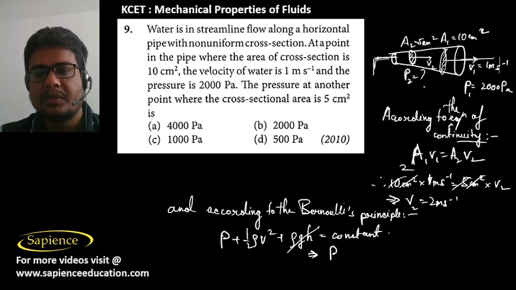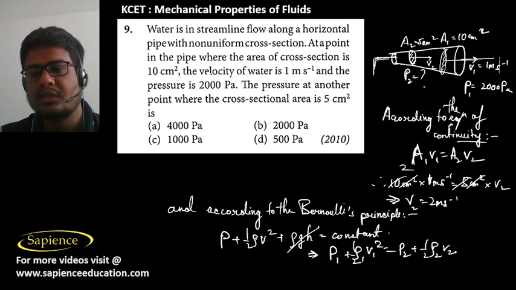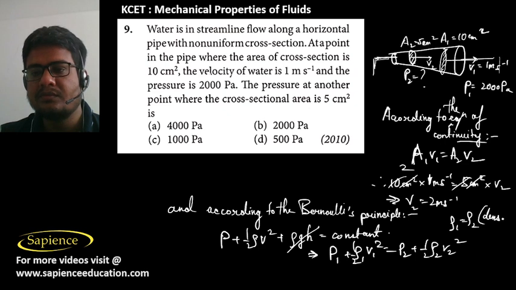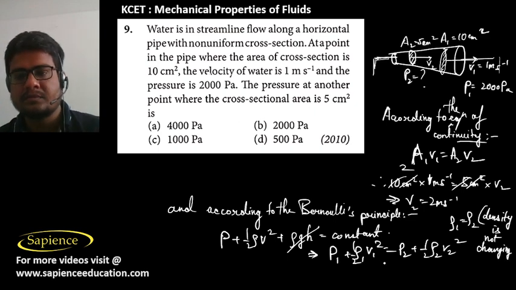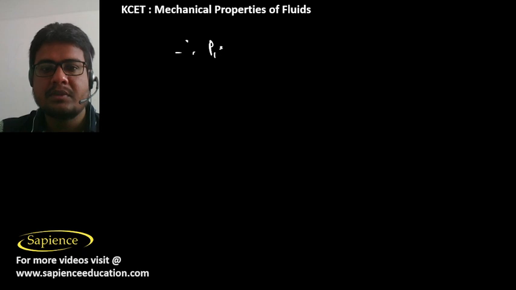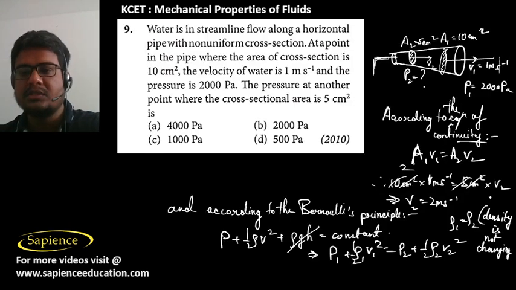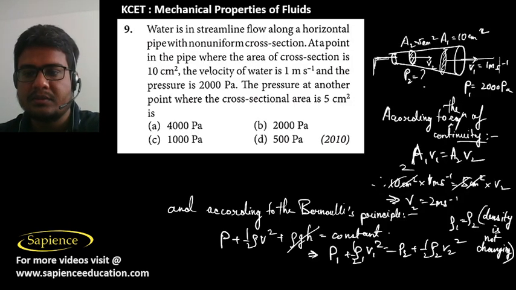So I can say P1 plus half rho 1 into V1 square is equal to P2 plus half rho 2 into V2 square. Now rho 1 equals rho 2, since it is an incompressible fluid, we should assume. The density of the fluid is not changing, so P1 plus half rho V1 square is equal to P2 plus half rho V2 square. We have to assume that.